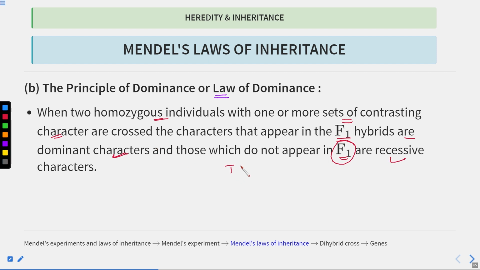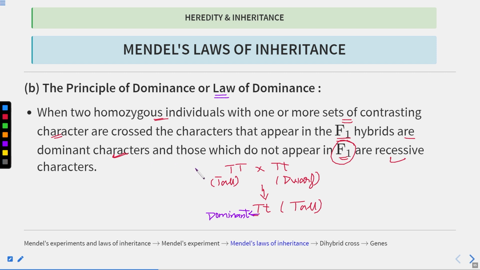Again, we can see this by an example. If the tall individual is crossed with the dwarf individual, then what will be the F1 or hybrid produced here? Capital T and small t, and this will be tall. What will be the phenotype? It will be the tall phenotype. Here you can see the dominant: capital T is the dominant gene, so that's why the phenotype is tall.